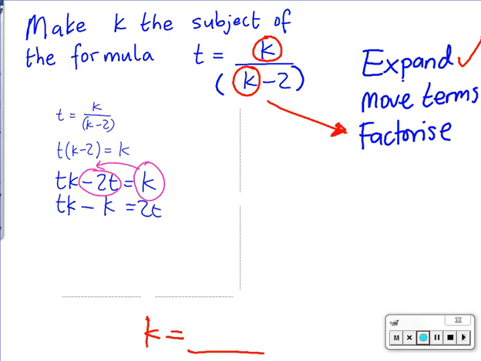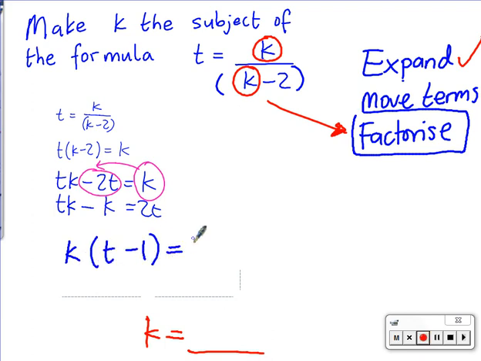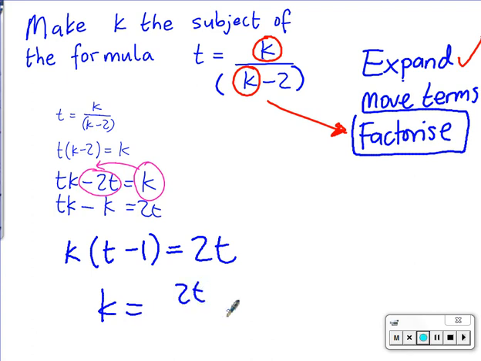As I said right at the beginning, it is question 23. It doesn't tell you to do it, but you've got to recognise that because k is there twice, we're going to have to factorise. So k out of t minus 1 equals 2t. Check that that works. K times t is tk, and k times minus 1 is minus k. And therefore the final step is to divide by our t minus 1 and just leave the k on its own. So the final step would be k equals 2t over t minus 1. Job done.